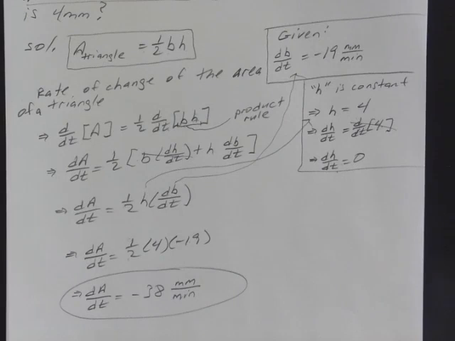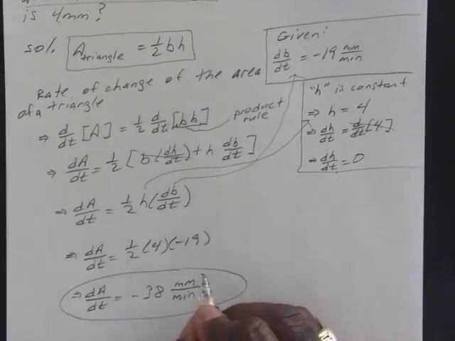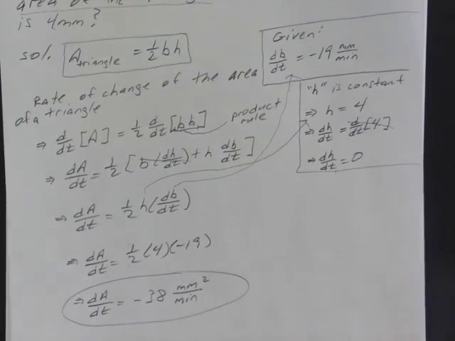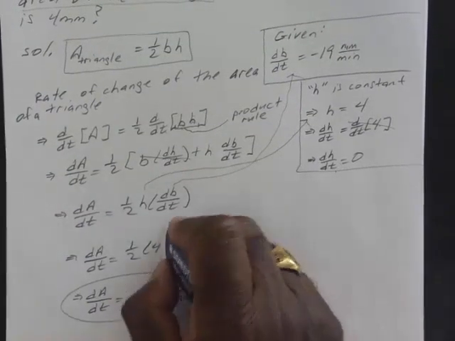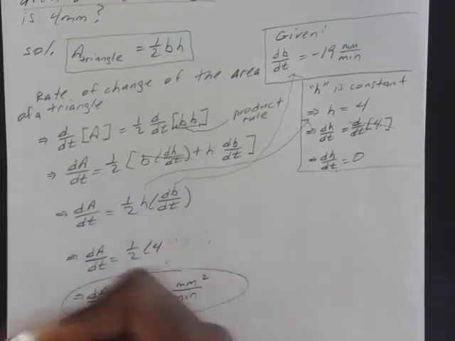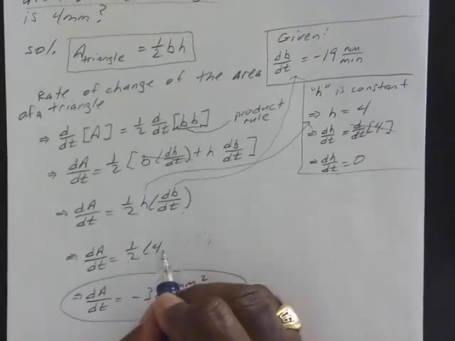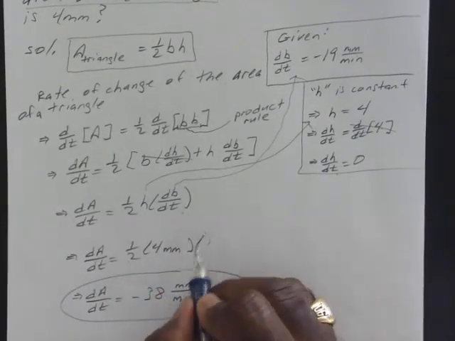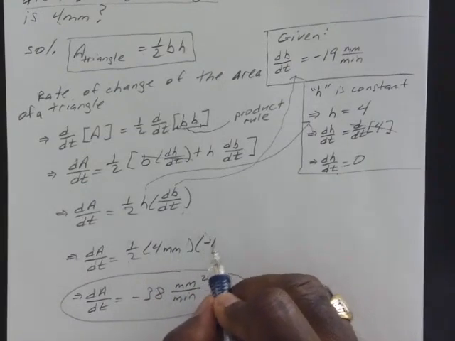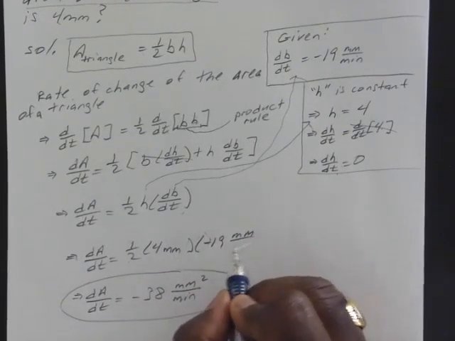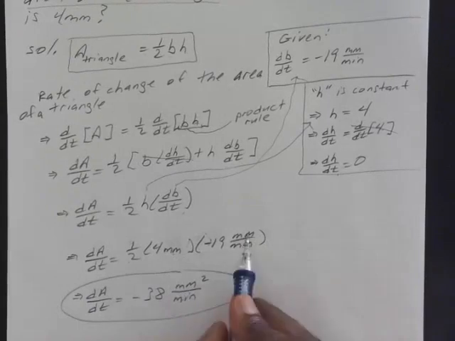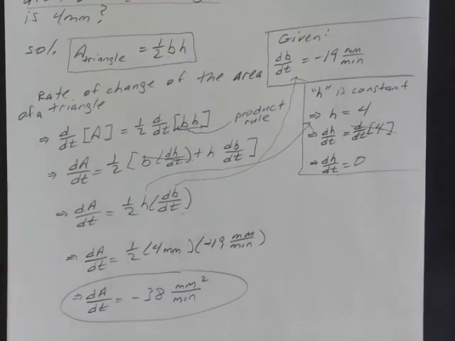Yes? Wouldn't the units be millimeters squared per minute because height is also millimeters? Oh, yep, it is. Thank you. Yep, millimeters squared. And normally I remember to put that next to it just to remind me of that. That should be negative 38 millimeters squared per minute. Thank you.